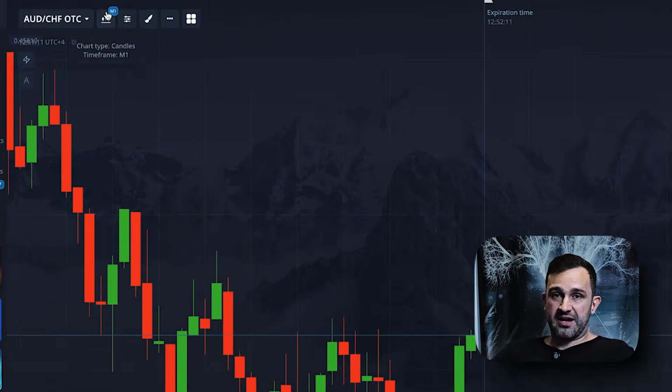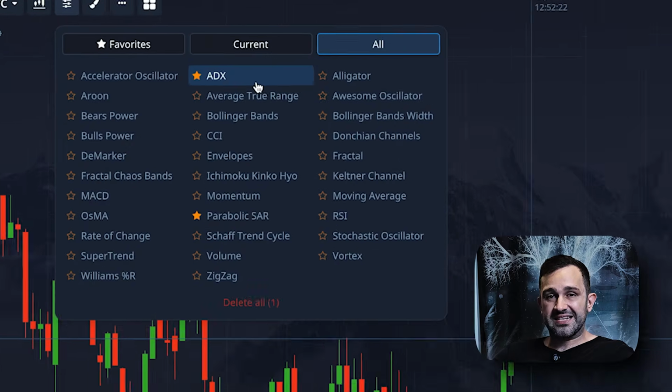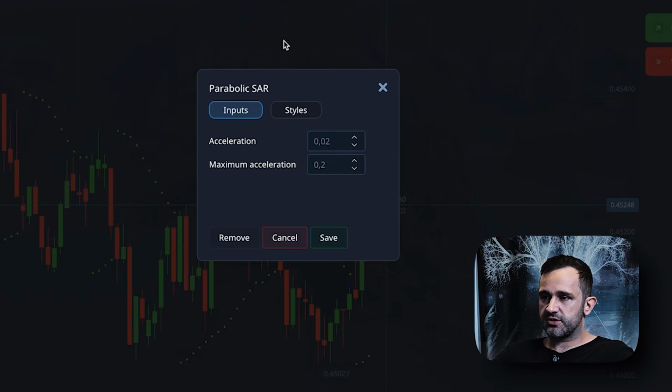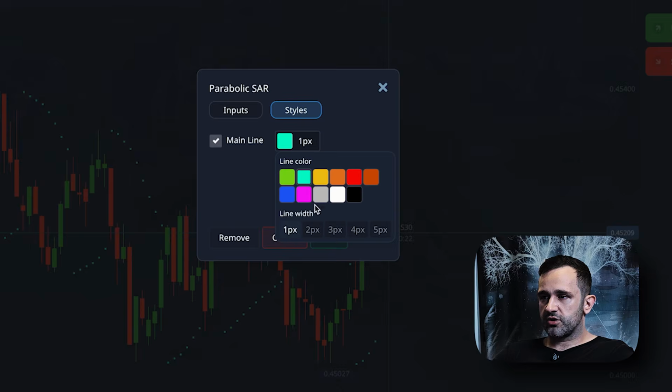First, I'll set up the platform so trading is as precise as possible. Chart type, candlestick. Time frame 30 seconds. Today's setup uses ADX and Parabolic. I'll configure them. Parabolic SAR is used to determine the direction of the market. Acceleration is set to 0.03. The higher the value, the faster the indicator reacts to reversals. Maximum acceleration is 0.3. It limits the maximum reaction speed. In the style settings, I'll set the dot color to blue.